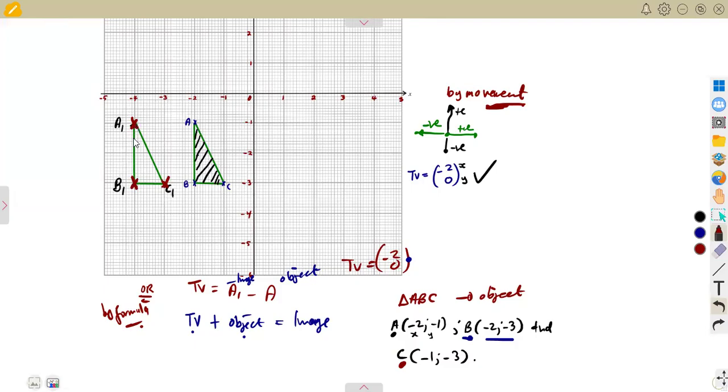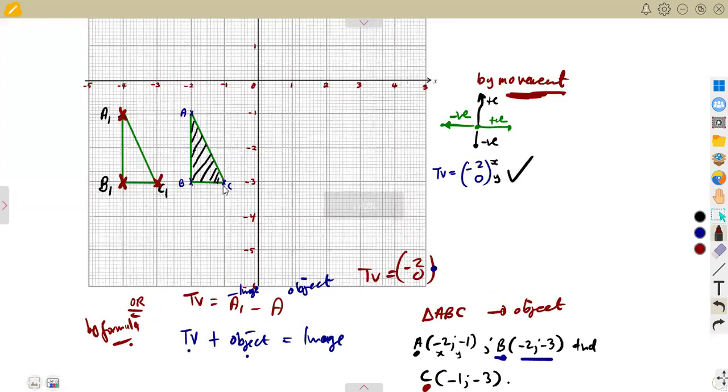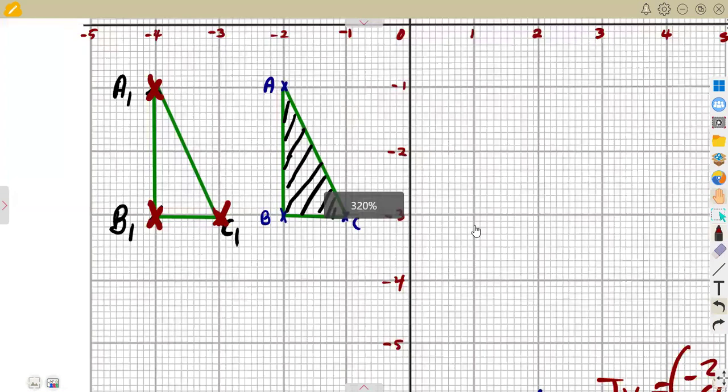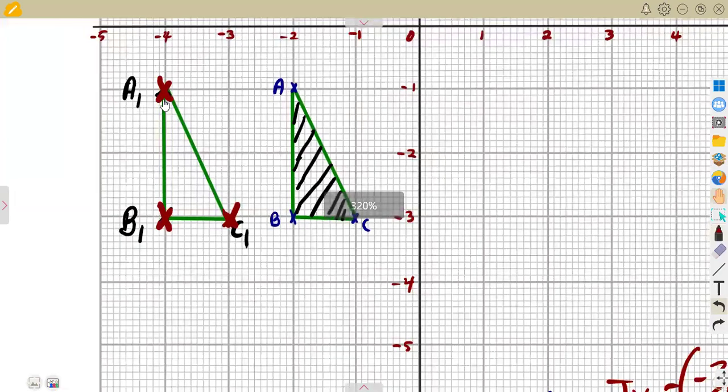You mark the points, then you join. You are having a triangle, the same triangle that we had by movement. The same triangle that we had by movement, we can have it by calculation now. You calculate the image of A, the image of B, the image of C. Then you mark the points and you draw.